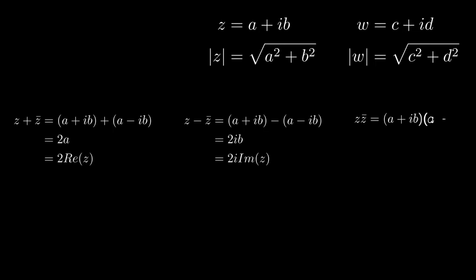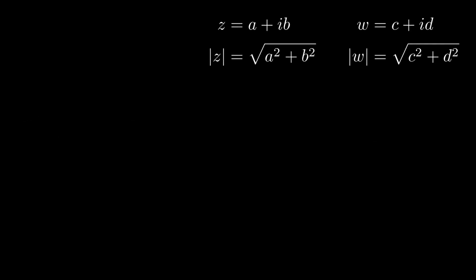Multiplying z by its conjugate, again thanks to symmetry, results in a difference of two squares, and we're just left with a squared plus b squared, which hopefully from an earlier video we recognise as the modulus of z squared.